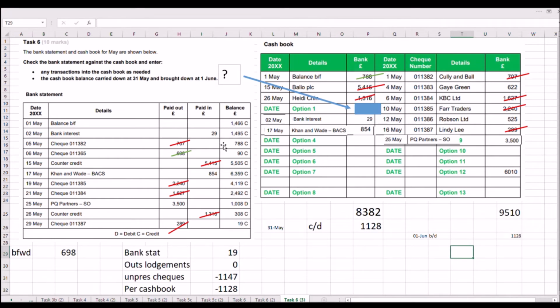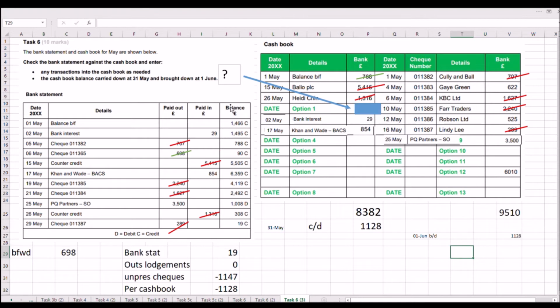Now, do we stop there? No, we definitely don't stop there, because what you can do here is actually check your work and make sure that this is right. So we've got a bank statement here, which is 19 in credit in the bank statement here. We've got our outstanding lodgements. Do we have anything on here that isn't appearing in the bank statement?